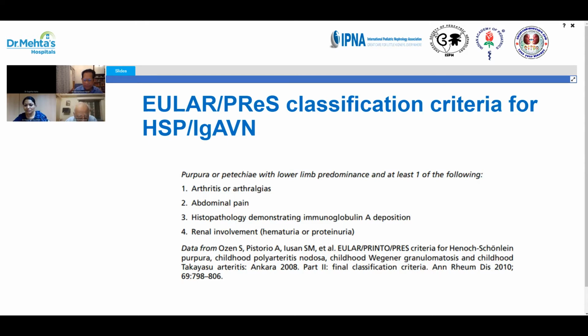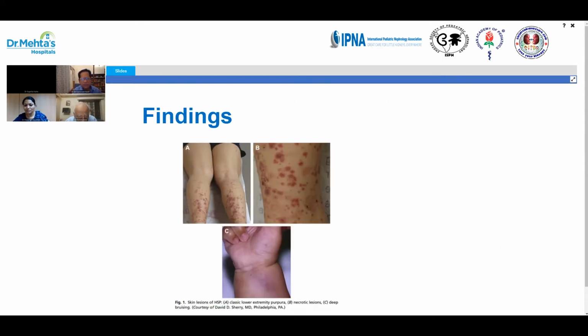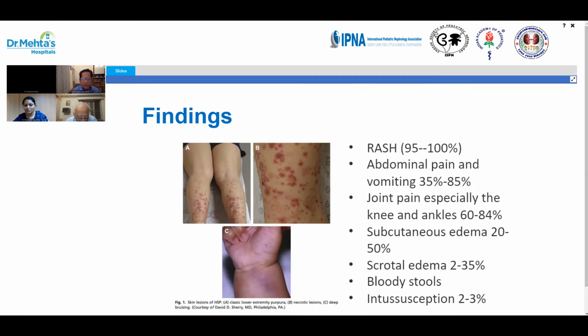In these cases, they present with a rash in 95 to 100% of cases, with abdominal pain and vomiting in 35 to 85% of cases. Joint pain, especially in the knee and ankle joints, with swelling, inflammation and subcutaneous edema is present in 20 to 50% of cases. They may present with scrotal edema, bloody stool, or intussusception.